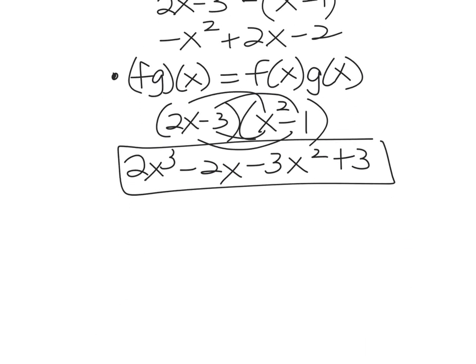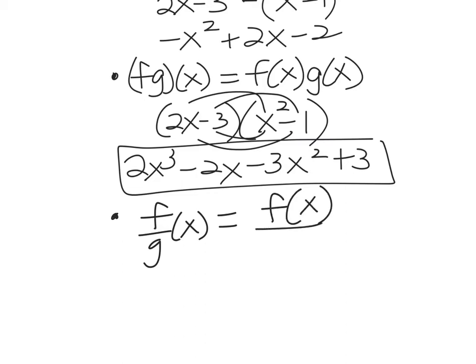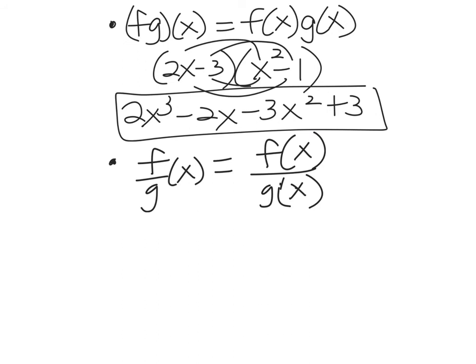All righty, last one. So we added, subtracted, multiplied. Now we're going to divide. That's right. Let's do f over g of x. A lot of times with division in these, there's nothing to do. But they are going to ask you for the domain, so we'll do that here too. For this problem, we're going to take f of x, which is 2x minus 3, and divide that by g of x, which is x squared minus 1.